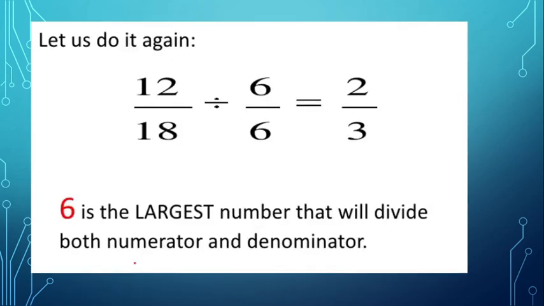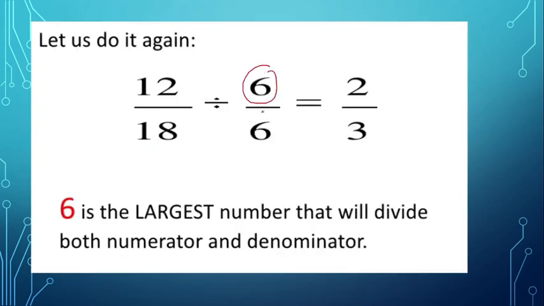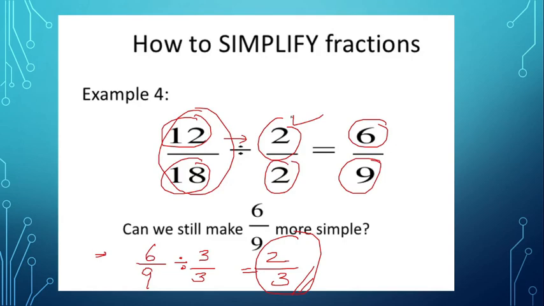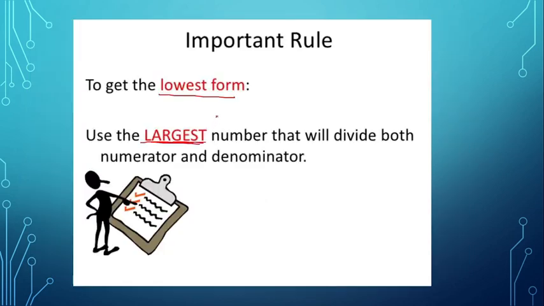And for this 12 by 18, instead of dividing by 2, I can also divide by 6. So 12 by 6 is equal to 2 and 18 by 6 is equal to 3. So the simplified version is 2 by 3. One important rule is that in order to get the lowest form or the simplified form, we have to use the largest number. Here we used 2, but it is not appropriate. We have to use the largest number which divides both the numerator and denominator.